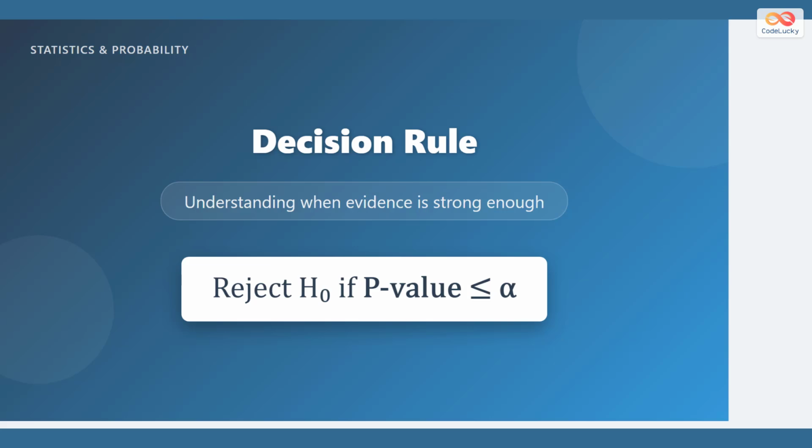Welcome. In statistics, making a decision based on data often boils down to a single, critical rule. Today, we are going to master the logic behind rejecting the null hypothesis. Specifically, we will understand what it means when the p-value is less than or equal to alpha, and why that specific comparison tells us if our evidence is strong enough to prove a point.